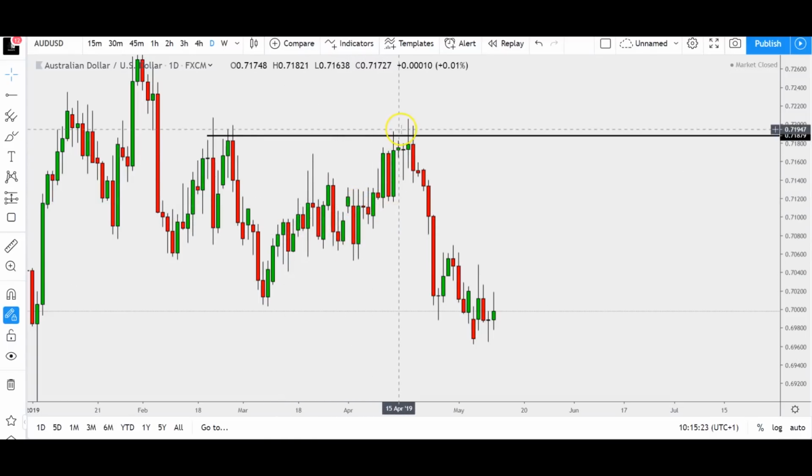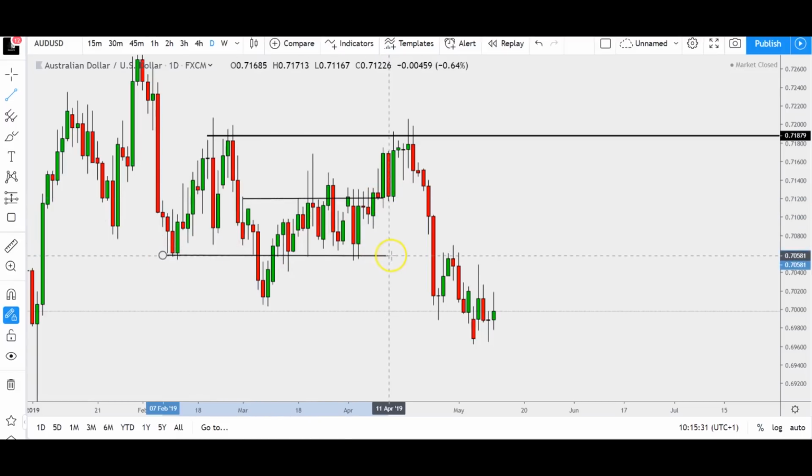We finally had the pop to the upside, which you can imagine now, if we start to draw our structure like this, was inducing buyers and sellers into the market at this moment in time, okay?